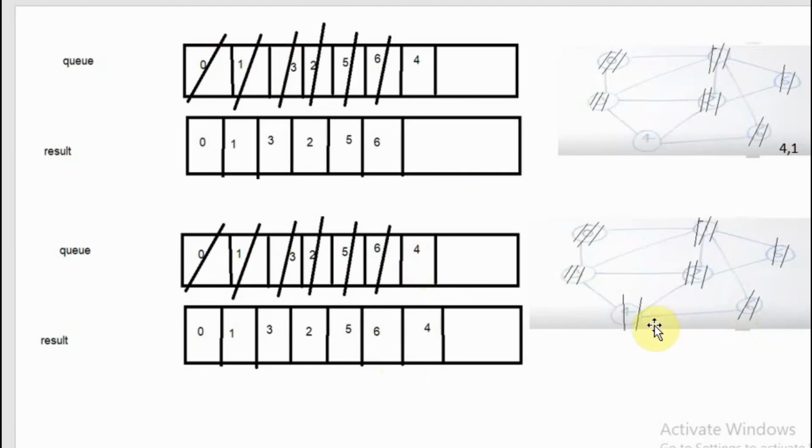So the next node is 4. 3, 2, 6 are the neighbors of 4. 3 has already been inserted and printed. 2 has also been printed. 6 has also been printed. So no need of inserting into the queue. So just dequeue 4, insert it into the result, mark 4 as visited and also print 4. So this is the final result, that is 0, 1, 3, 2, 5, 6, 4.